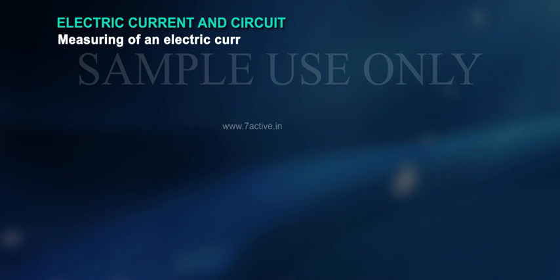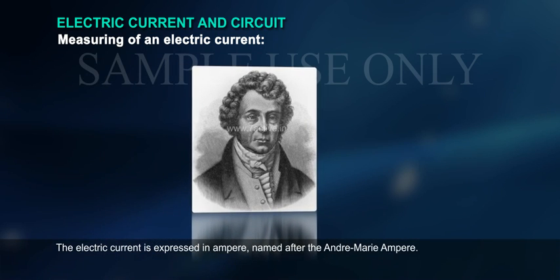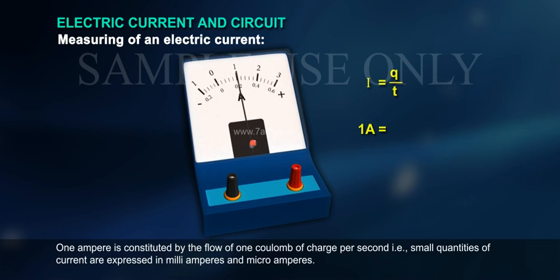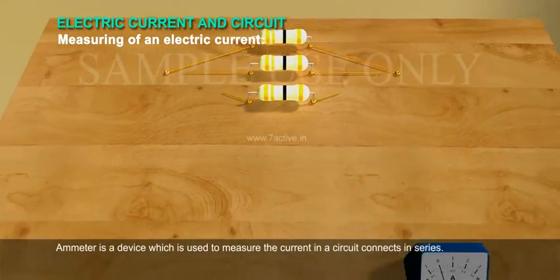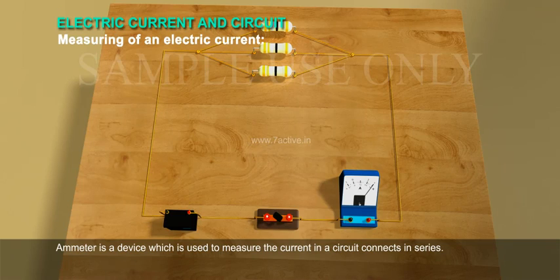Measuring of an electric current. The electric current is expressed in ampere, named after Andre-Marie Ampere. 1 ampere is constituted by the flow of 1 coulomb of charge per second. Small quantities of current are expressed in milliamperes and microamperes. An ammeter is a device which is used to measure the current in a circuit, connected in series.